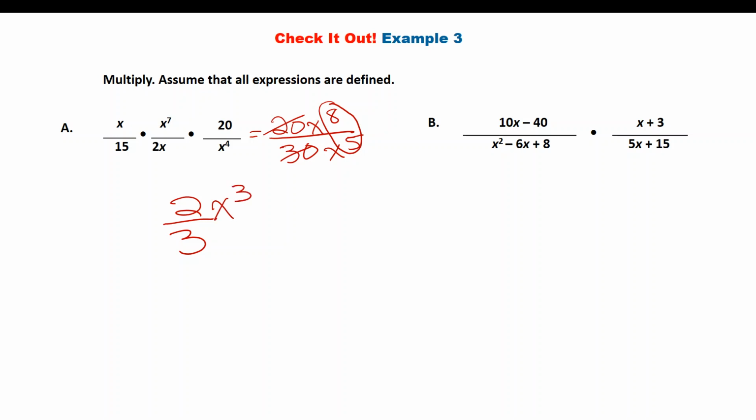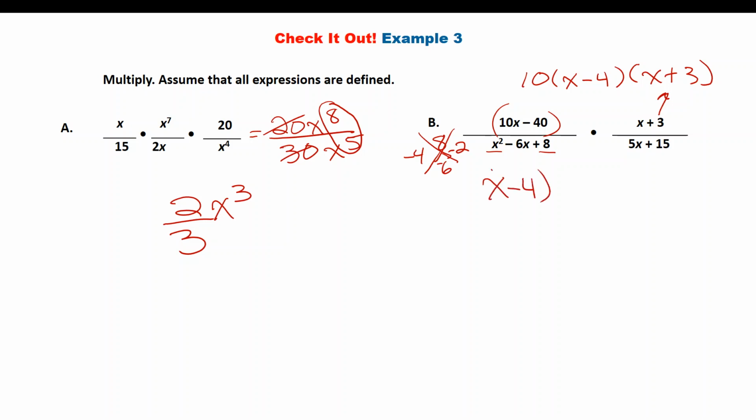And then on our other side, we need to factor b. Let's factor that. We can factor a 10 out. That leaves me with x minus 4 times x plus 3, right there. And on the bottom, I'm going to have to factor two numbers that multiply together to get 8, add together to get negative 6. That is going to be negative 4 times negative 2, gives me a positive 8 and a negative 6. So let's go ahead, x minus 4 times x minus 2 times, and here I can factor out a 5, and that leaves me with x plus 3.